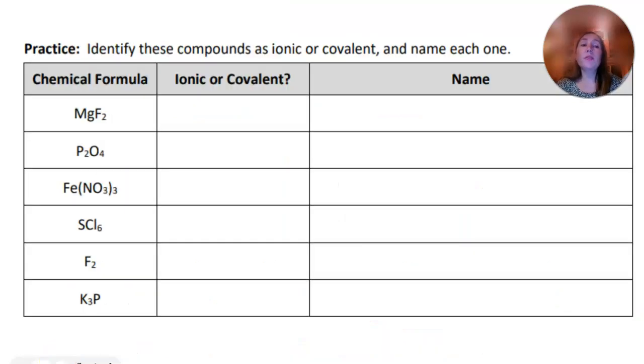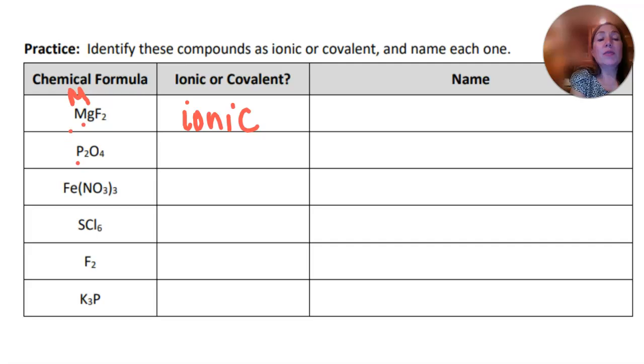Okay, so let's do some practice. Let's identify these as ionic or covalent and name each one. This is a great place to pause and try them yourself. Okay, MgF2. Well, Mg is a metal. I'm just going to put an M above it for metal. That would make this one ionic. Let's just go down and do that part.